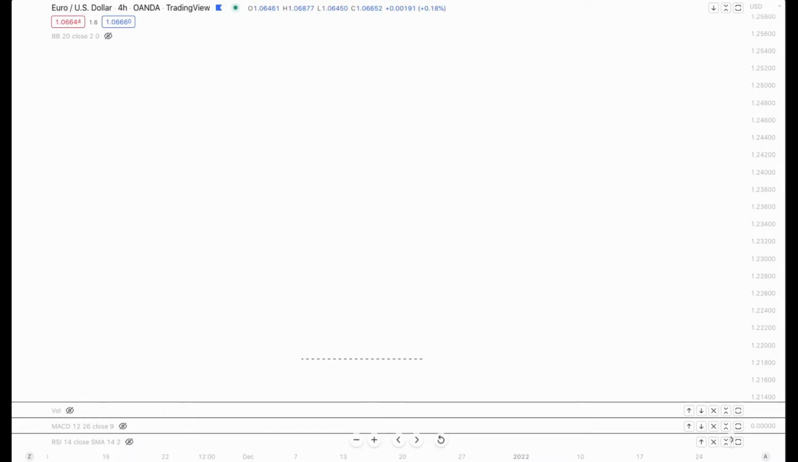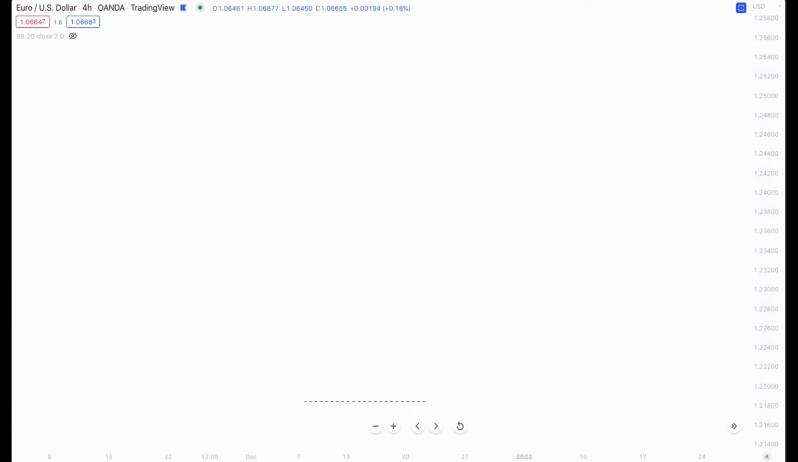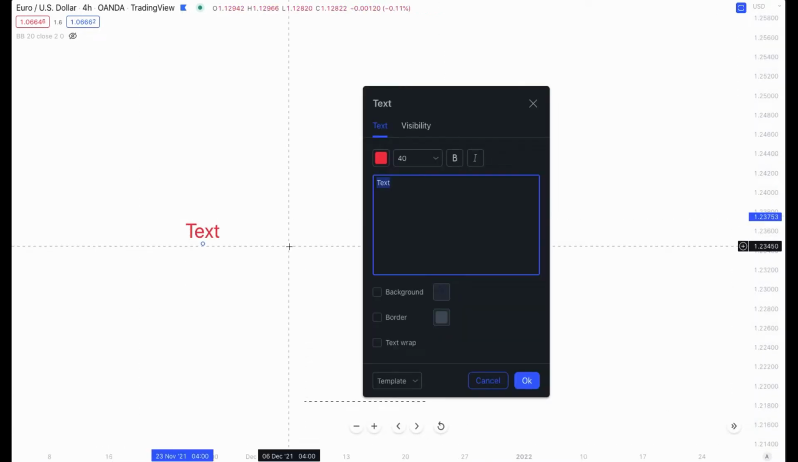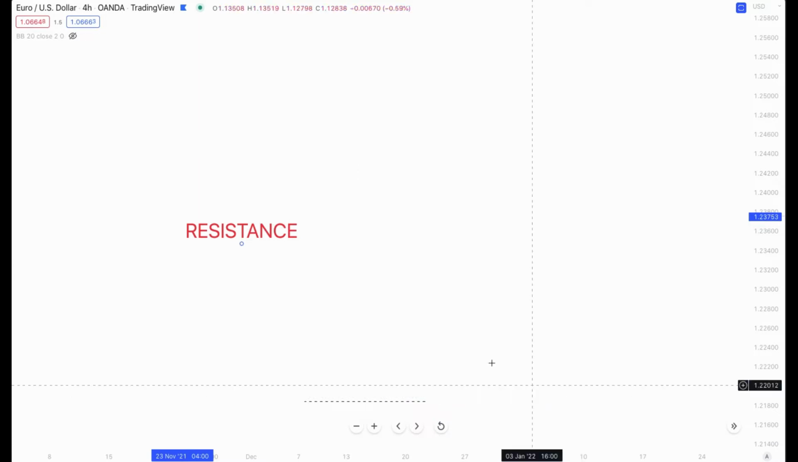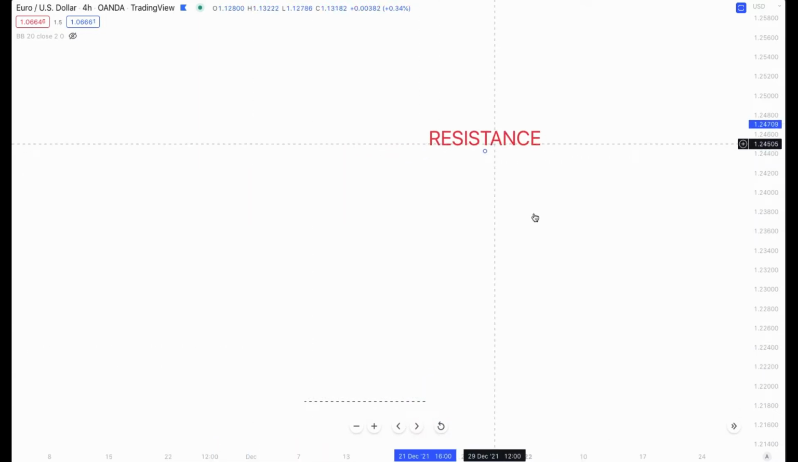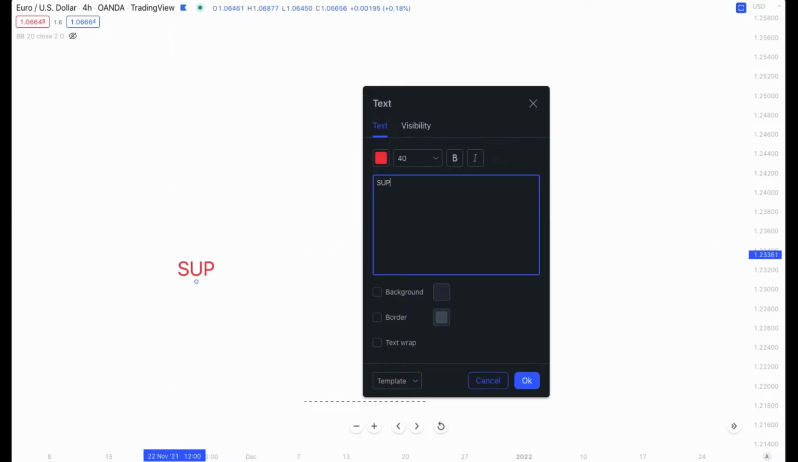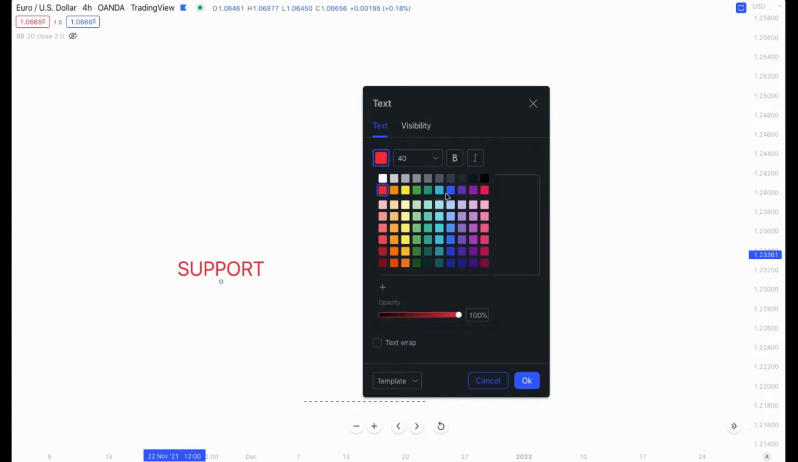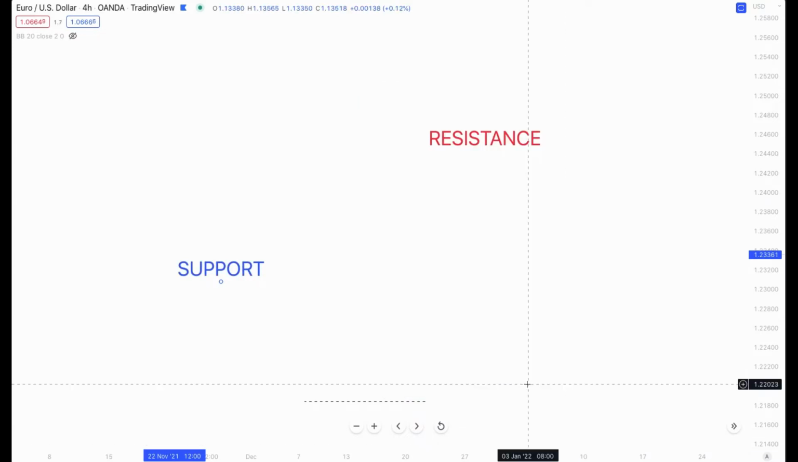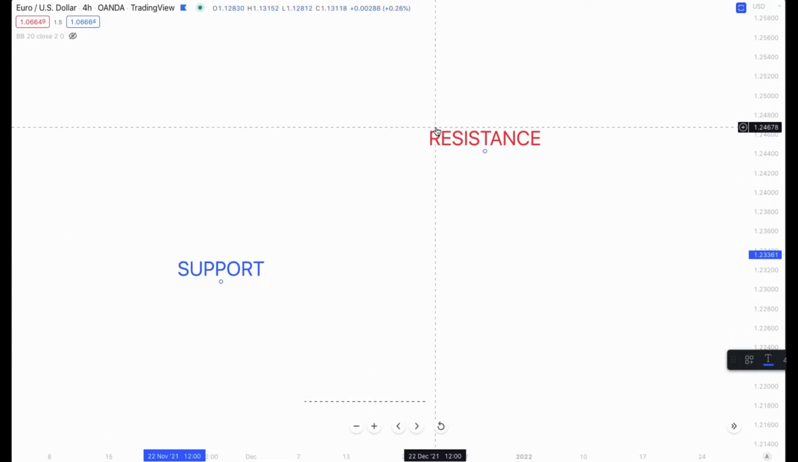So, what is support and resistance, right? We hear these terms all the time. We always hear the word support, we hear the word resistance. What does it mean, right? Let's make two words here so we can explain it better. We got one for resistance, and then we're going to make another one for support, and we will make this color blue. Okay, so we have the word support, we have the word resistance.